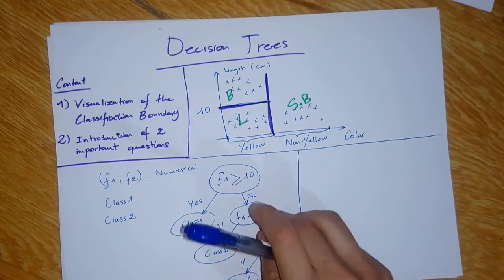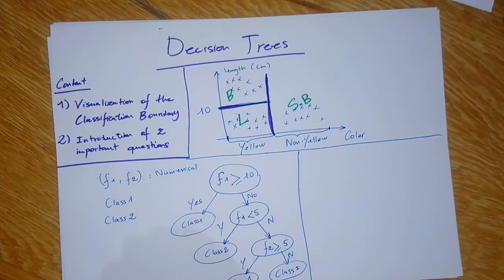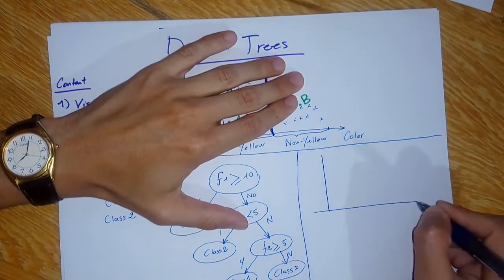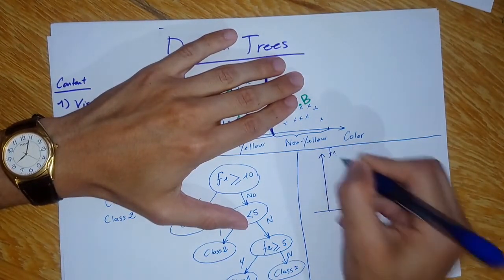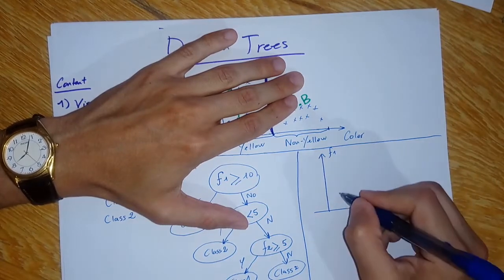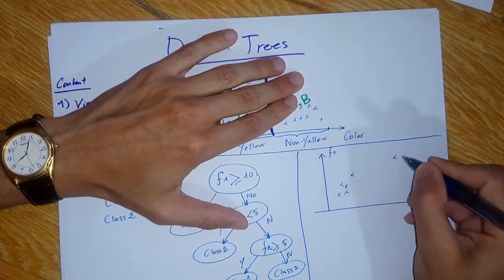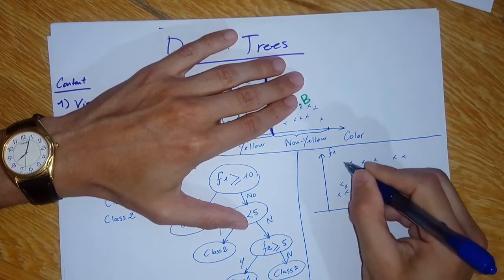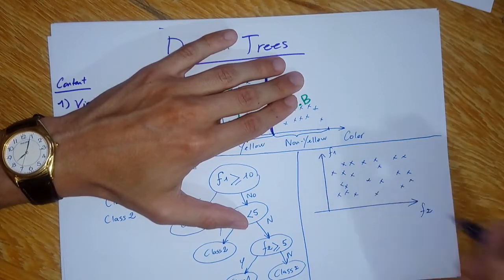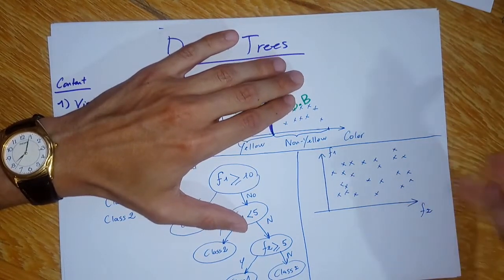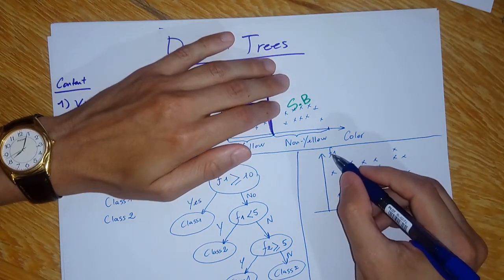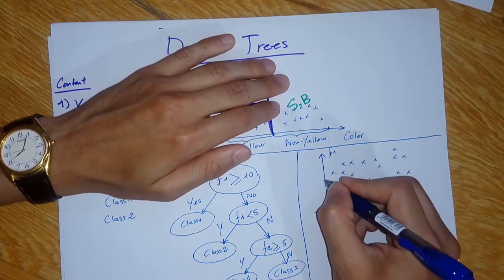Now I want to visualize the boundary in the feature space that is formed by this decision tree. So this is my feature space. This is F1, this is F2, and I have here a bunch of data points that I want to classify, and I'm just putting them here in a random way. Well, this does not matter. The first question is, I ask if F1 is higher than 10, right? So let's say that 10 is here.